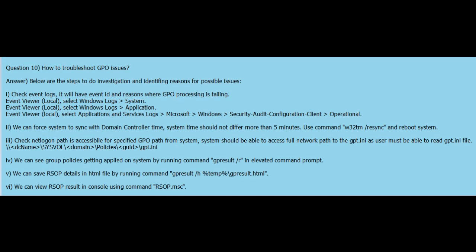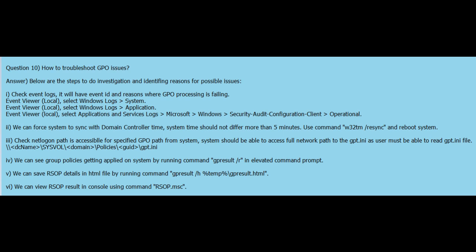Question 10. How to troubleshoot GPO issues? Answer. Below are the steps to do investigation and identifying reasons for possible issues. 1. Check event logs. It will have event ID and reasons where GPO processing is failing. Path is: go to Event Viewer, Local, select Windows Logs, then go to System.